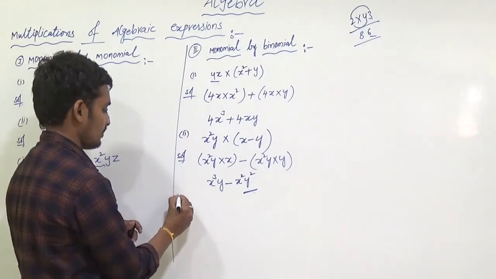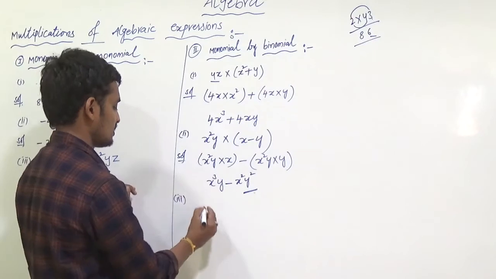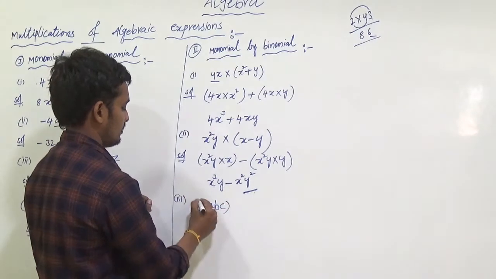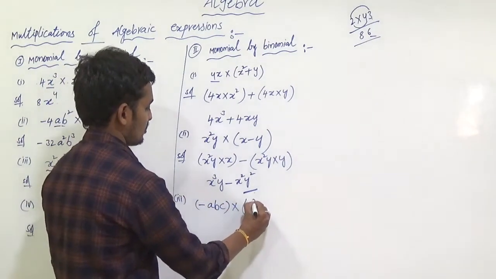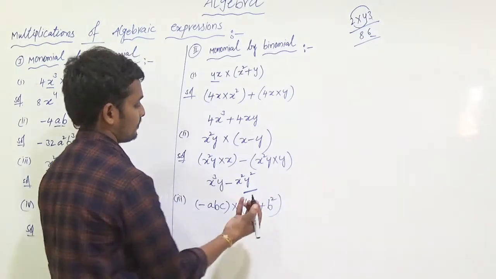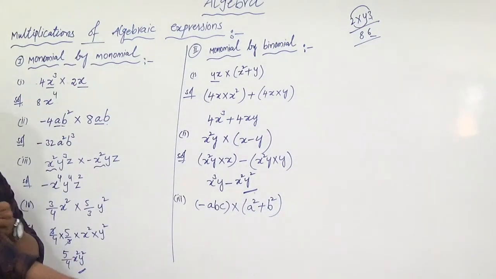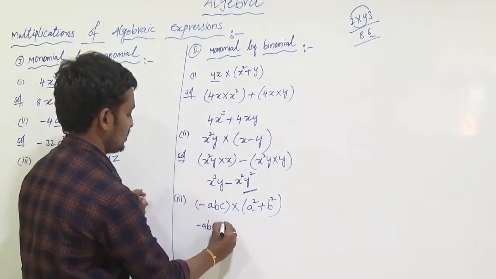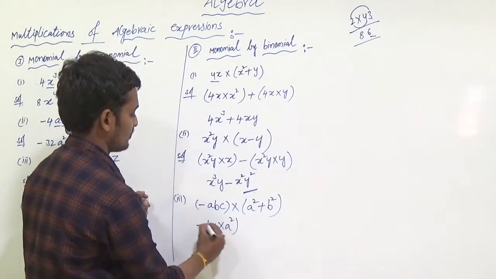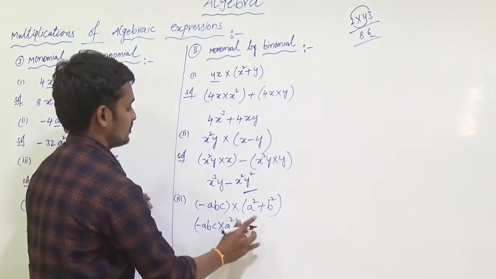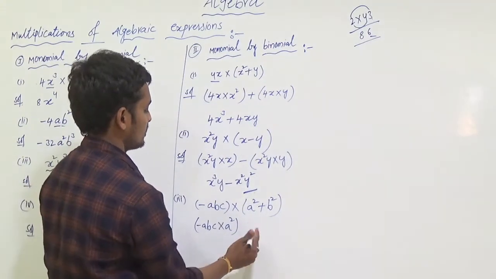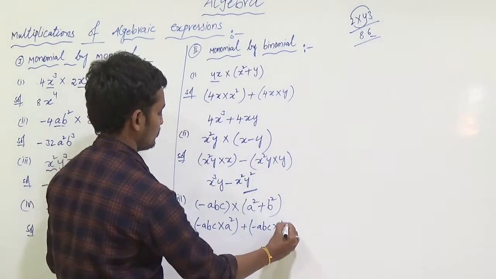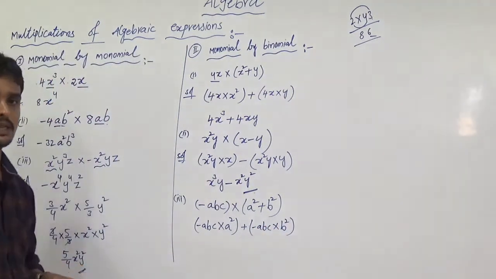So I am writing the third example for monomial into binomial: minus ABC into a square plus b square. If you solve this problem, now we are writing in a simple way: minus ABC into the first term, a square, and then, with the symbol between us being plus, plus here minus ABC into b square. Minus ABC into b square.